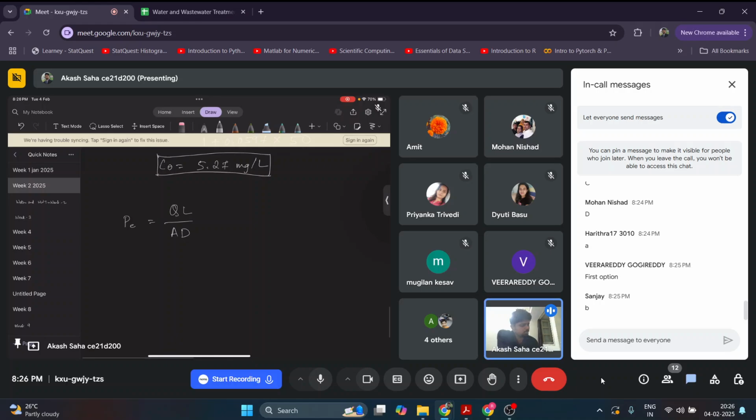To remember this, always remember that Peclet number is a ratio of advection to dispersion. Dispersion is denoted by D, so D will come in the denominator. And how does advection come in? We know Q by A is nothing but U, so UL by D. U takes care of the advection part and D takes care of the dispersion part. So it will be the Peclet number.